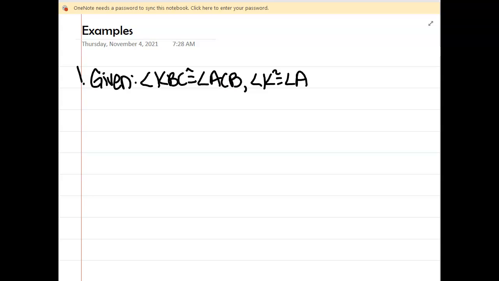Now what you're going to notice today is the proof step. Usually it tells me prove that this triangle is congruent to this triangle. That's not what we're trying to prove today. Today we're trying to prove that corresponding parts are congruent. So we are going to have to prove the triangles are congruent, but that's not the end goal. The end goal here is to prove that side KB is congruent to side AC.